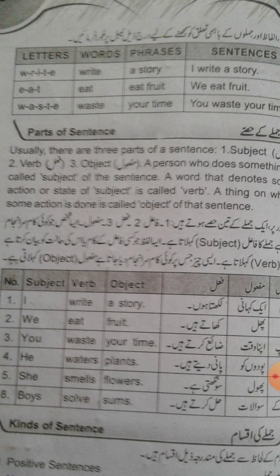Now, what is a word? A word is a group of letters. For example, you know that A, B, C, D are our letters, and when these letters join together, they form a word. Let's say computer, calculator, book, dictionary, whiteboard, door, window, etc. These all are called words.